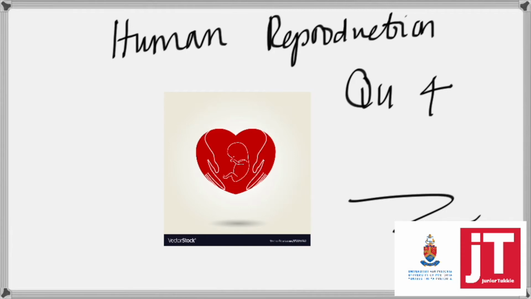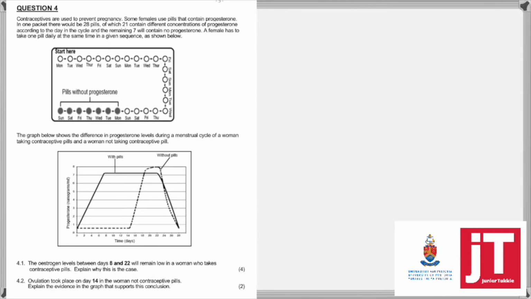Right, let's get down to question 4. This is an overview of the question. Question 4 is a very important question and a very difficult question, so therefore I have chosen this question. And it's a very good way to ask reproduction as well in a different way.